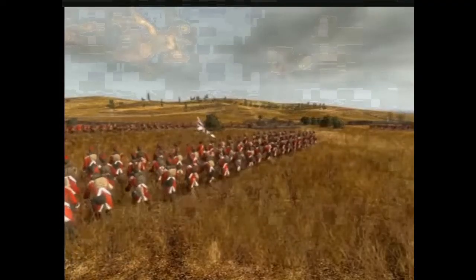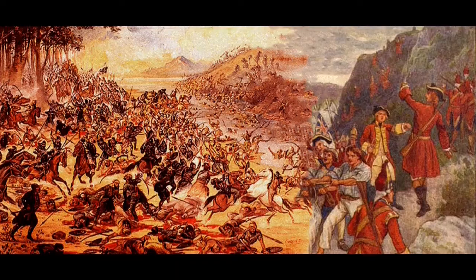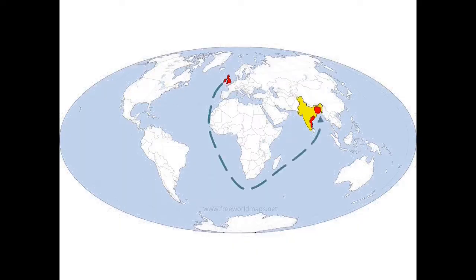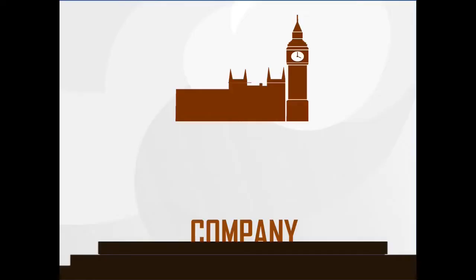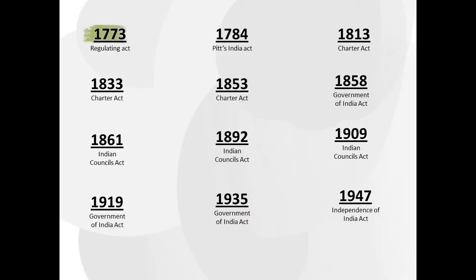After the Battle of Plassey and Buxar, the East India Company, which originally was a commercial company, became a territorial power in Bengal. So, in order to regulate the company's rule and to put the company's territory under government control, the British Parliament in 1773 enacted the first Regulating Act.